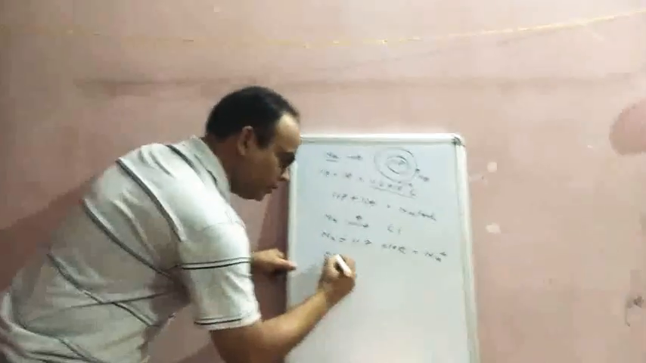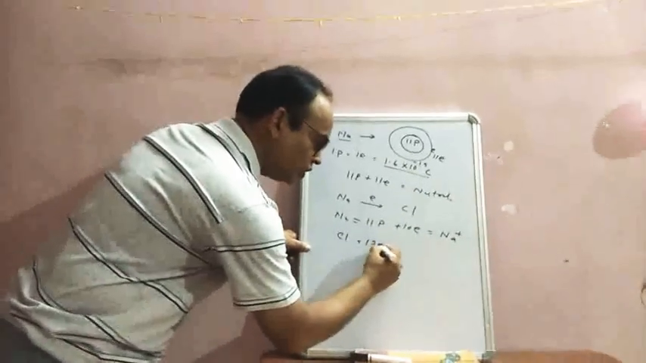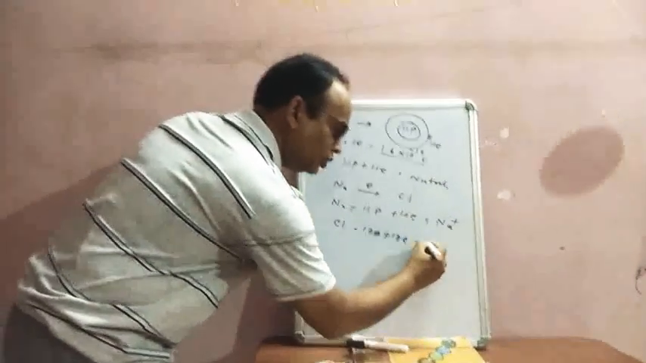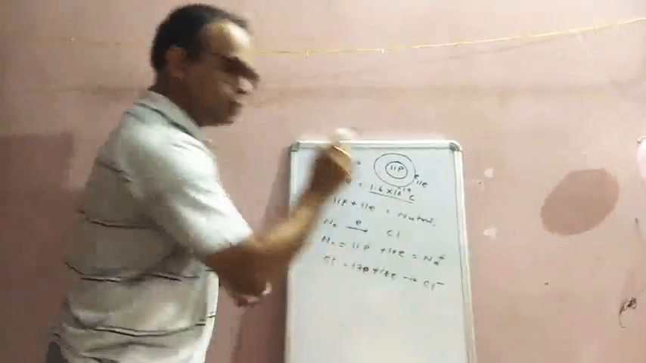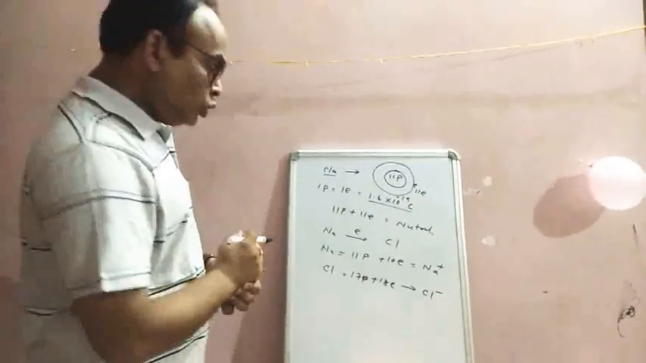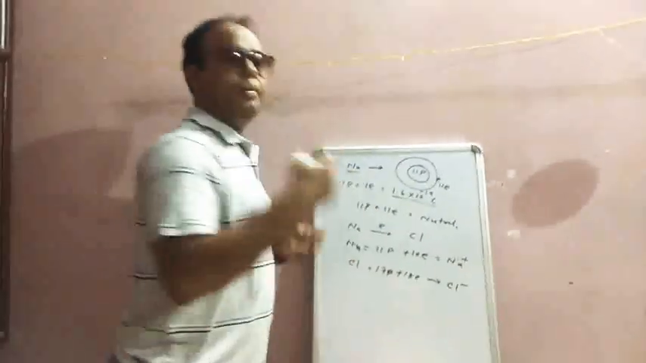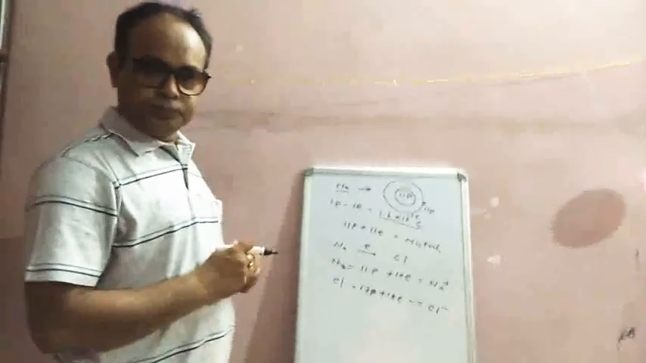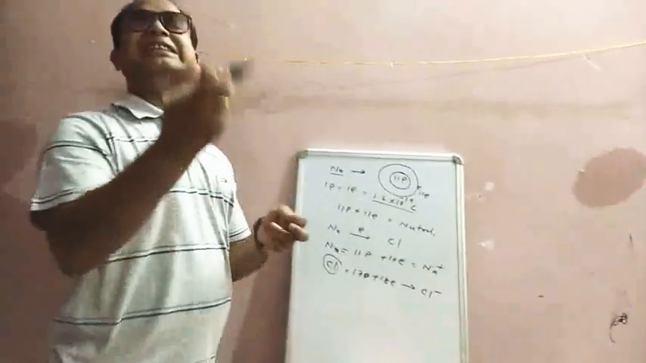Similarly, chlorine, if it now has 17 protons plus 18 electrons, is now Cl-. Now these 2 are charged bodies. So a neutral body becomes charged by giving electrons, and a neutral body becomes charged by accepting electrons.